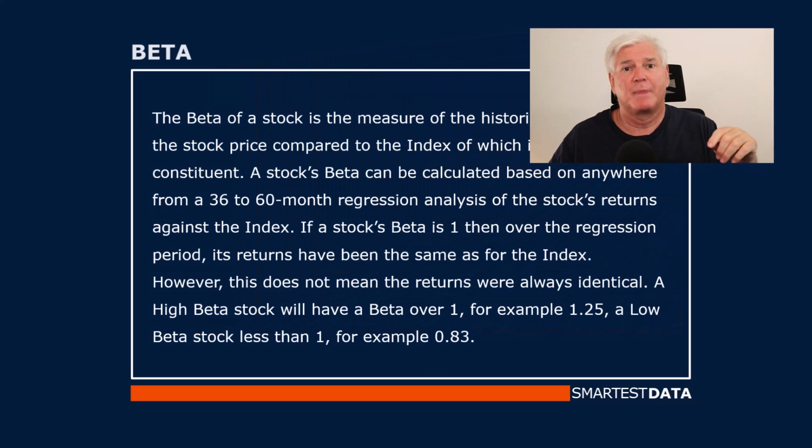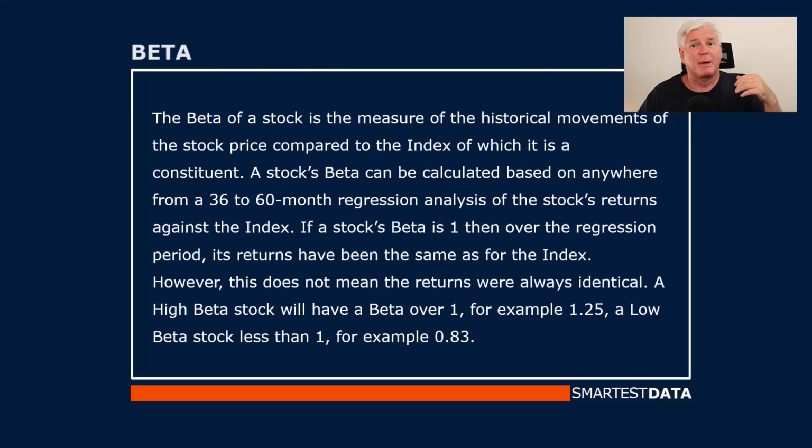The beta of a stock is the measure of the historical movements of the stock price compared to the index of which it is a constituent. A stock's beta can be calculated based on anywhere from a 36 to a 60-month regression analysis of the stock's returns against the index. If a stock's beta is 1, then over the regression period its returns have been the same as the index. However, this does not mean the returns were always identical.